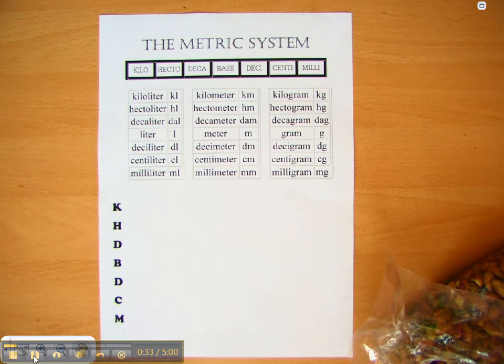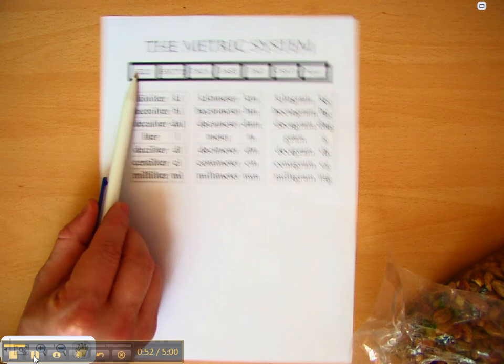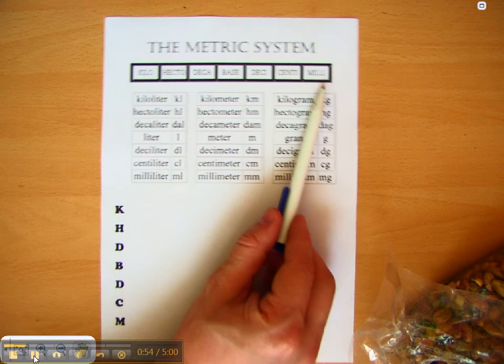These are the prefixes of the metric system. And when I say prefix, what I mean is the little word that goes before the unit of measurement. It'll make a little bit more sense as I move through the tutorial. But here we go. Here's the metric system. It starts from the largest unit all the way to the smallest unit, okay?